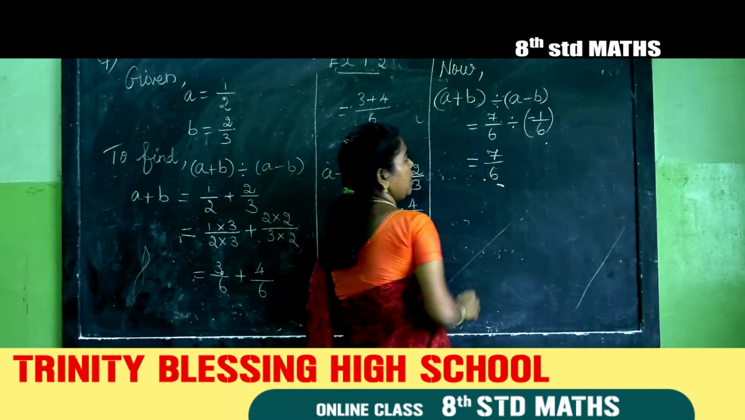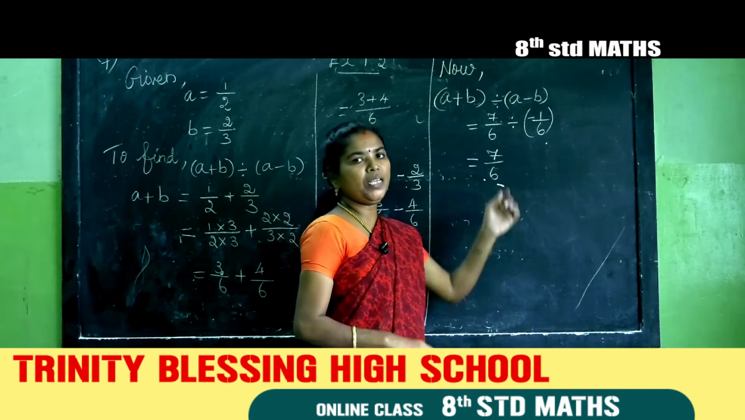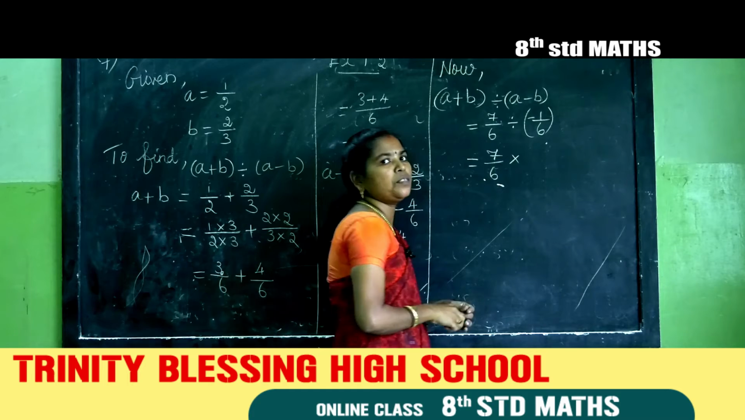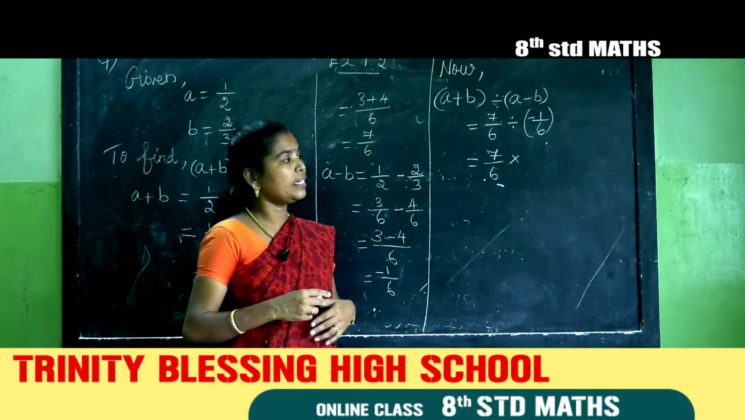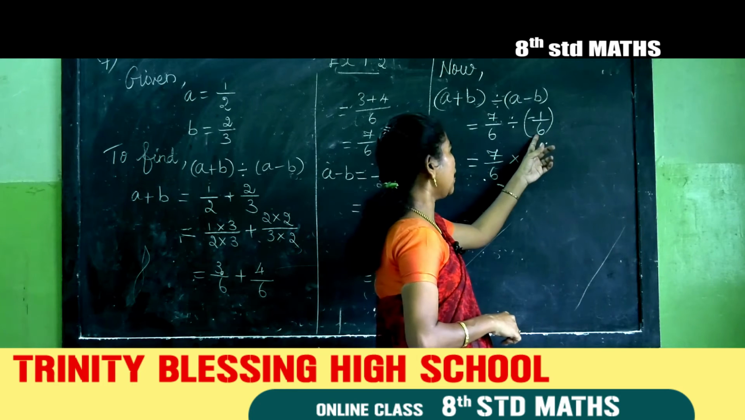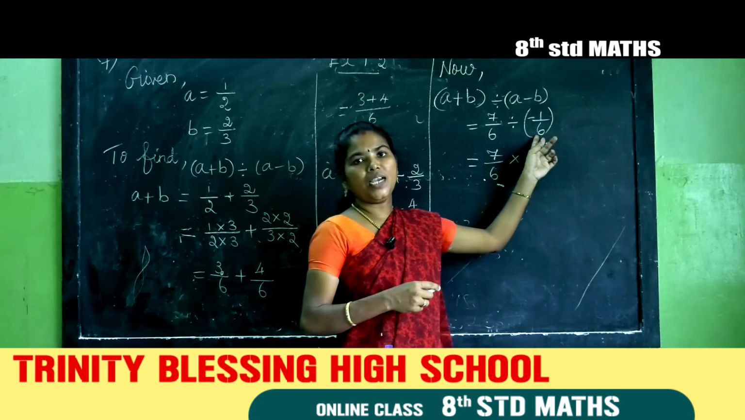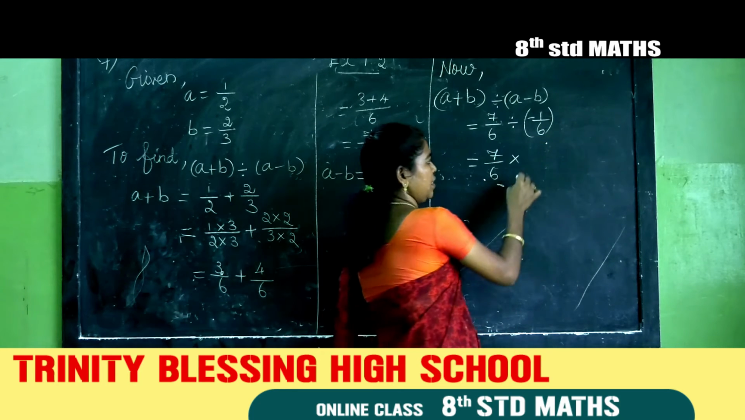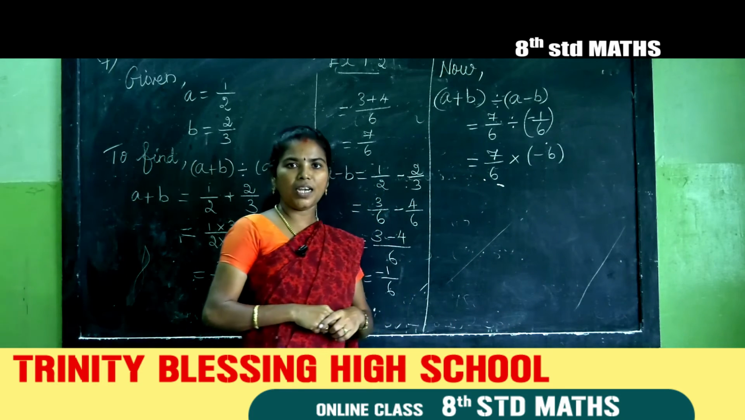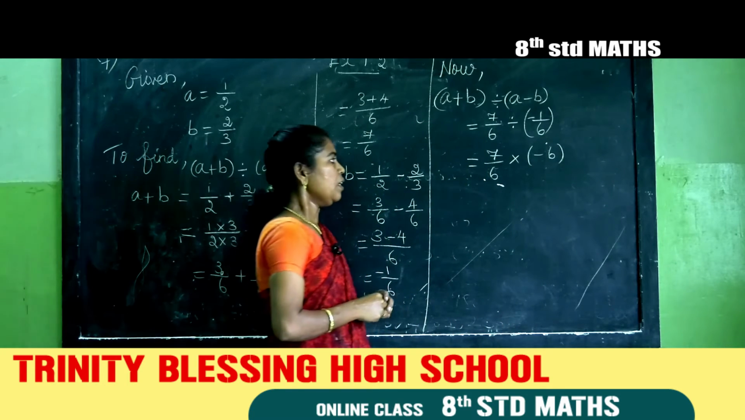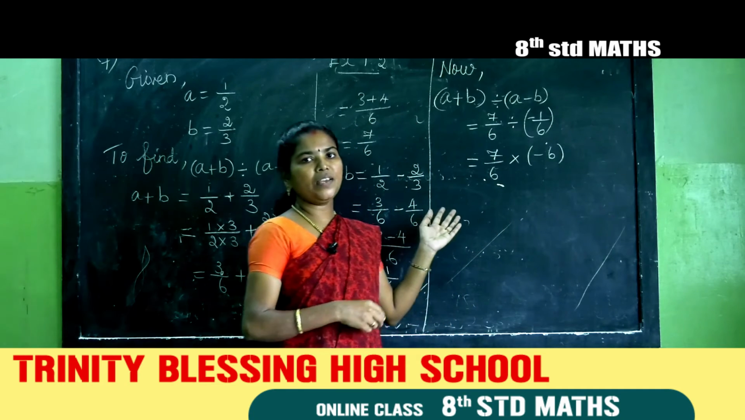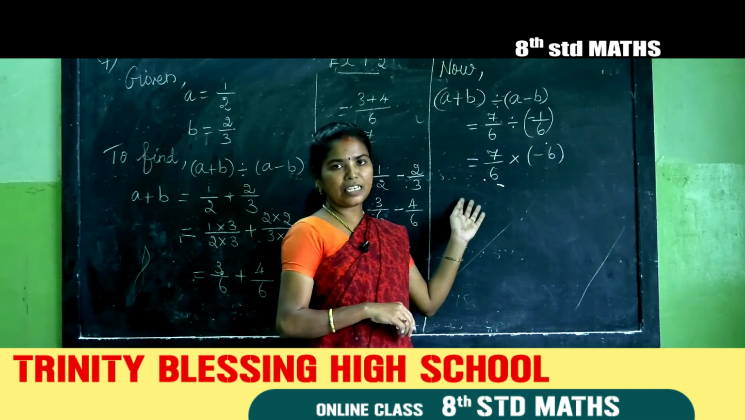So 7 by 6. Now this division will be changed to multiplication. When the sign is changed to multiplication, we have to write the reciprocal of the next one. So the reciprocal of minus 1 by 6 is 6 by minus 1. So we can write minus 6, because in the denominator if we put 1 also the value is minus 6, so no need to put. Here if the numerator and denominator have common divisors, we can cancel. Here it is very easy.